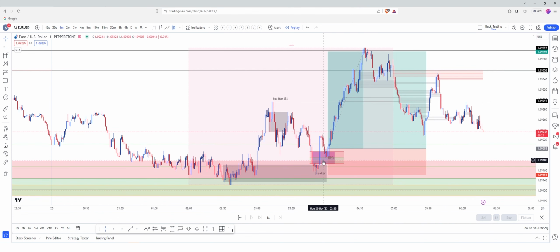However, it's great to look at this in hindsight and look at potential areas where we can get in on the action. Hope you found the analysis useful.